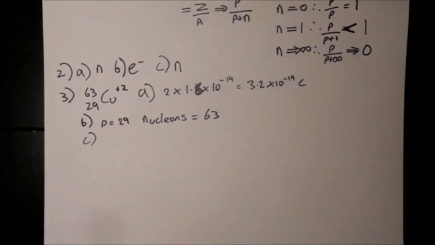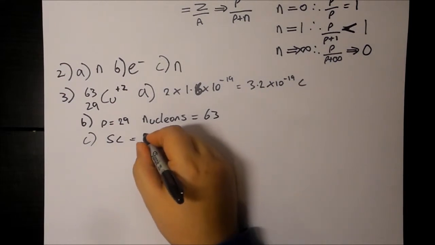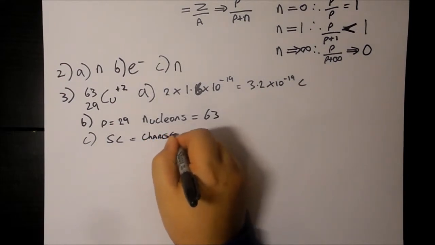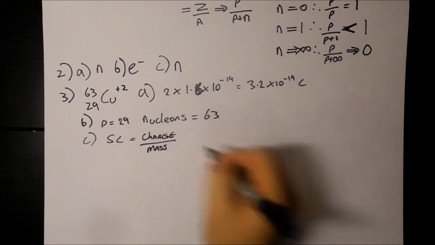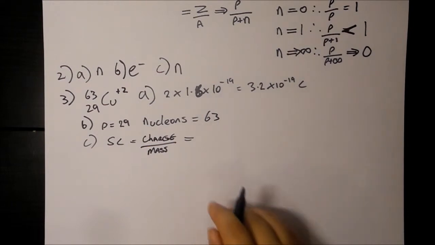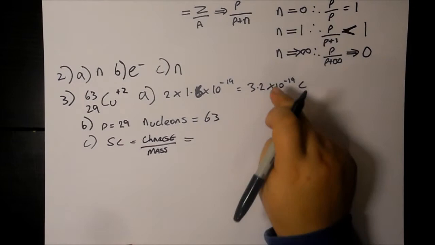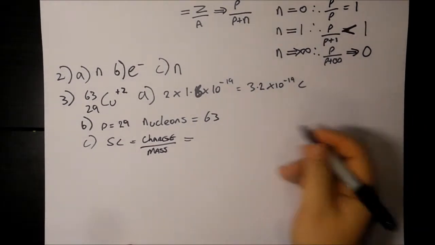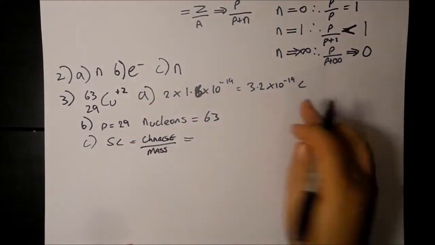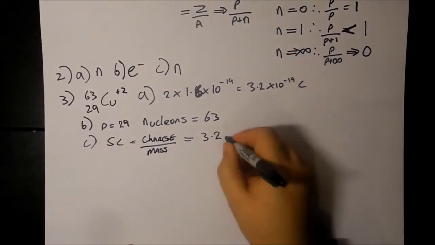Okay, part C. Here's where it gets a bit more confusing, I suppose. To calculate the specific charge in coulombs per kilogram. Okay, so specific charge we set up above is charge over mass. What's the charge? Well, the charge is there. No point even putting the times and all that in. Why bother? We've calculated it. That is the charge of the atom.